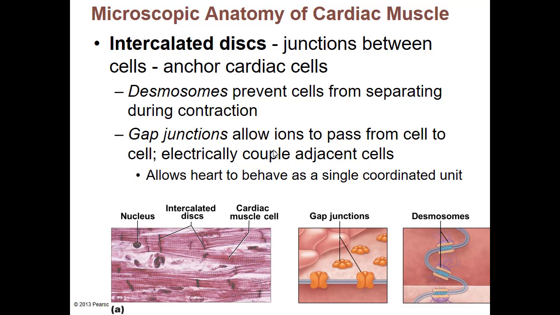Now, the cells themselves, you can see some of the branching happening, but anywhere where two cells meet, it's called intercalated discs.